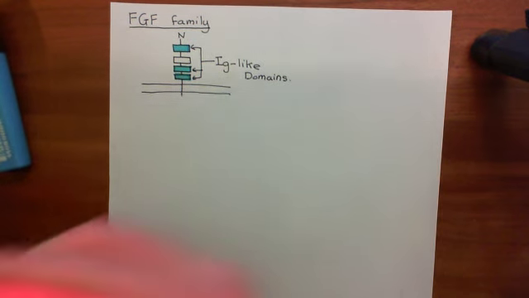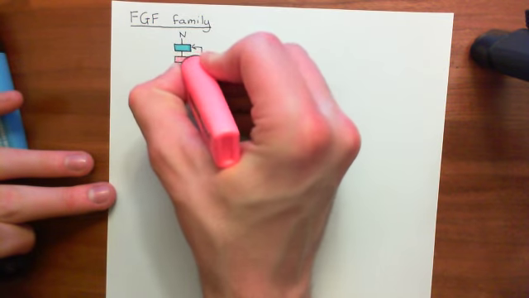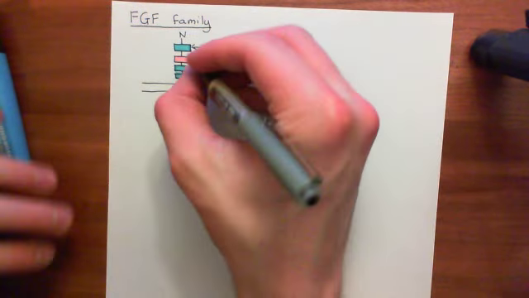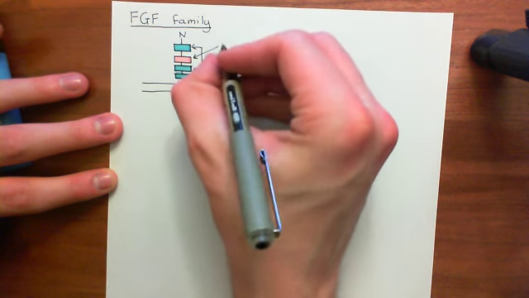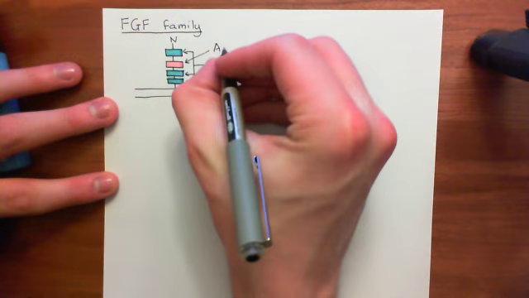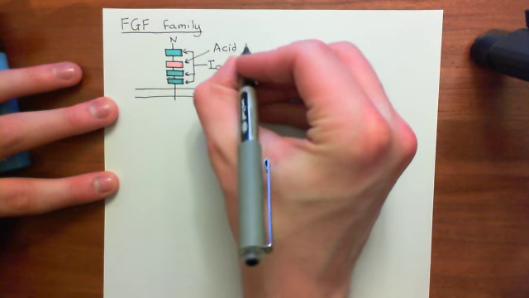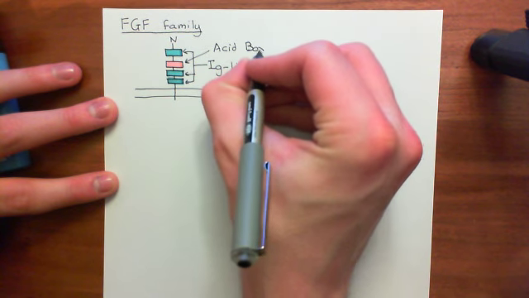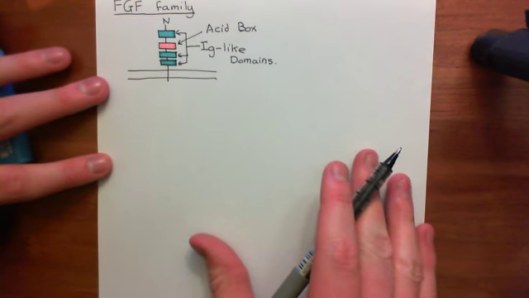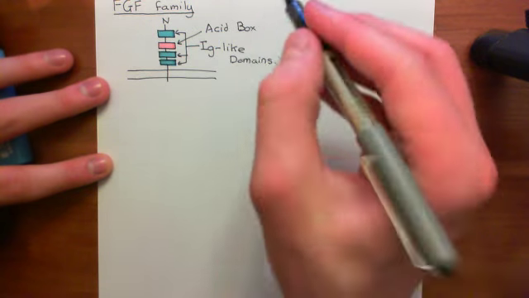Okay, then, that region that you've got in between the first and the second immunoglobulin-like domain that I've now coloured in red here, I'll just straighten this up a little bit. This structure is what is known as the acid box. Okay, and it's called that because it's going to have a large number of residues within it that are acidic.